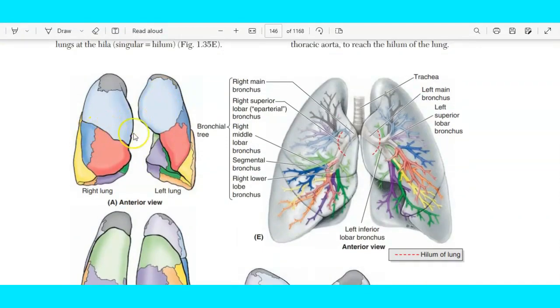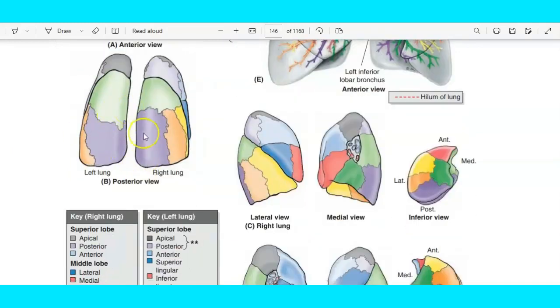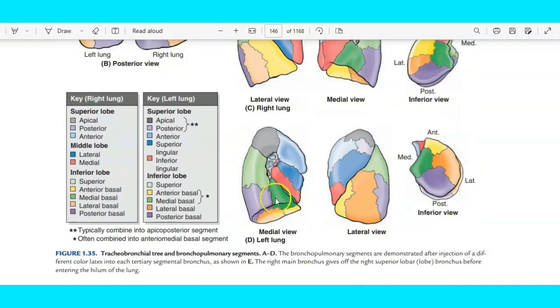Bronchopulmonary segment. So now let's look at the anterior view. This is the anterior view, right? You can see here, and here you can find the posterior view. Here you can find the lateral view, the medial view of the right lung, the inferior view of the right lung. Then this is for the left lung, the medial, the lateral, and the inferior. So now let's start.